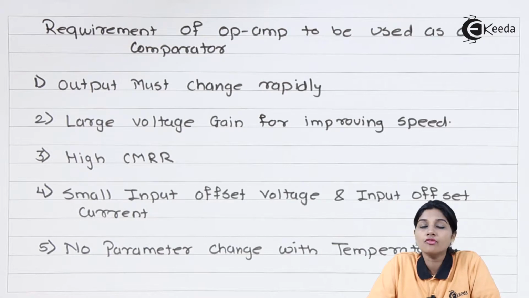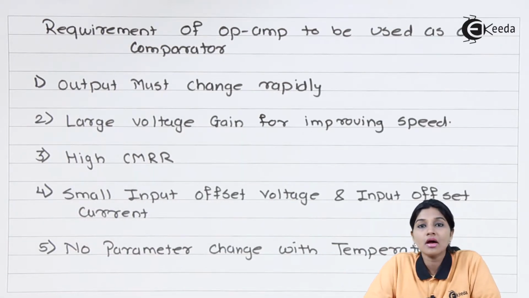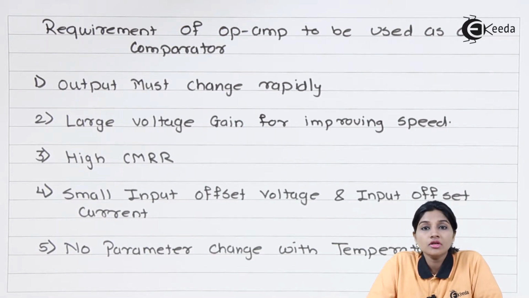The next requirement for op-amp to be used as a comparator is high CMRR. CMRR is nothing but common mode rejection ratio. Common mode is basically a signal which is present at both the input terminals of op-amp, or we can say the noise signal which is commonly present at the input terminals of op-amp is called the common mode signal. The common mode rejection ratio defines the ability of the op-amp to remove this common mode signal, because even if there is a small signal present at the input terminal of op-amp, the op-amp can provide output.